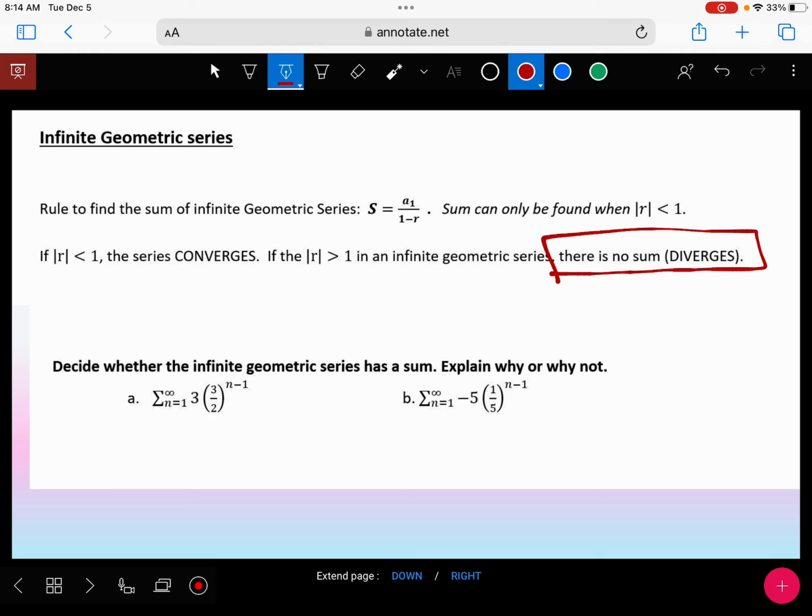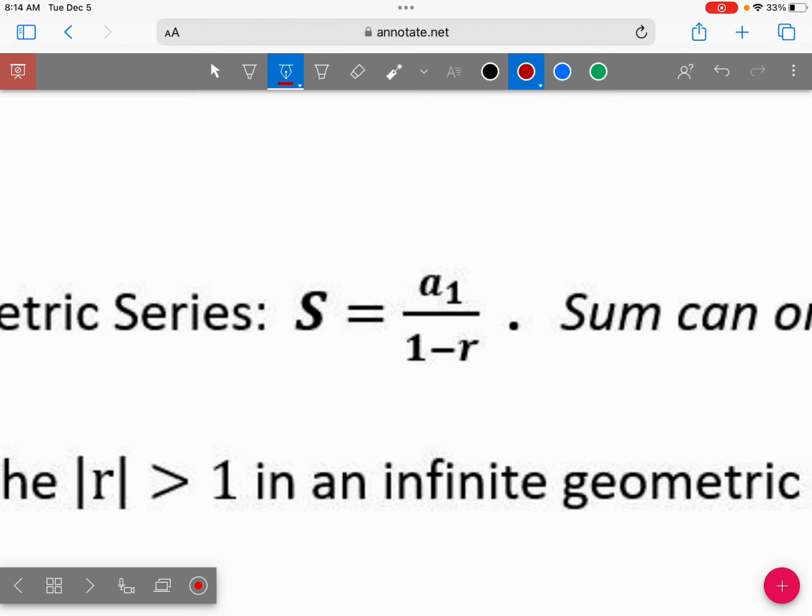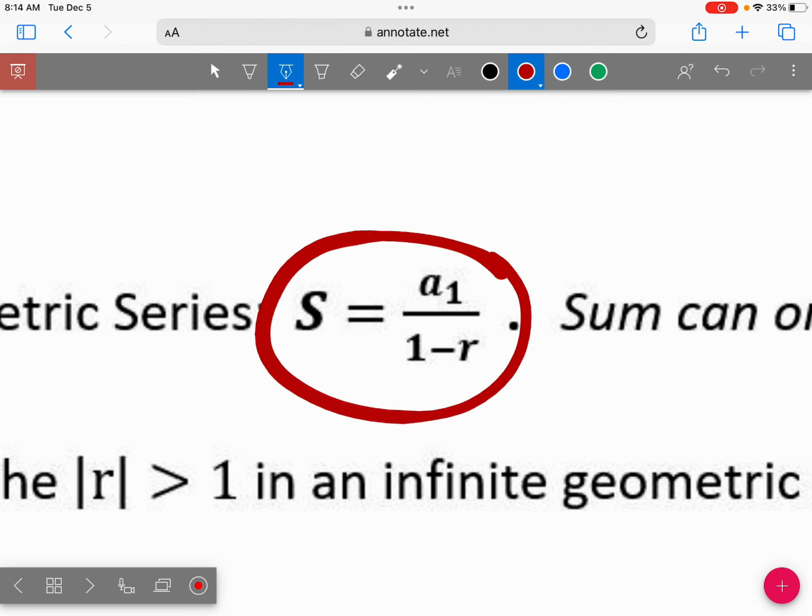series. So if I want to add up an infinite number of terms, so your last formula, let me zoom in. The sum of an infinite series is simply T1 divided by 1 minus R. That's your last formula. That's your fifth formula.